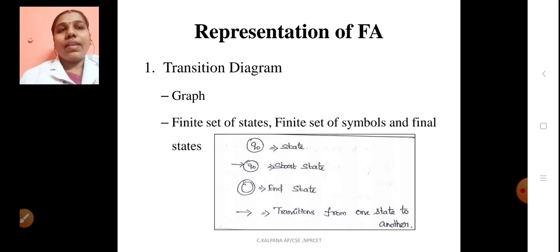Again I am telling, the transition diagram can be represented in the form of a graph. It has a set of states, input symbols, starting state, final state. In each and every diagram, you have to represent an arrow mark in front of the starting state and you have to represent double circles on the end state. It moves and also checks the input symbols from left to right. This is the concept of the transition diagram.